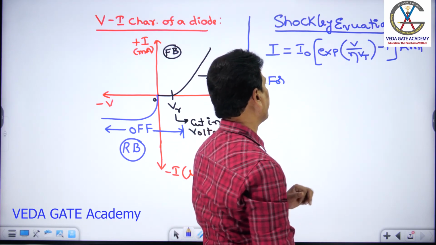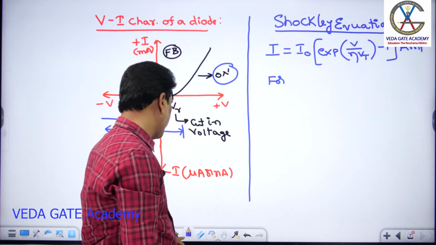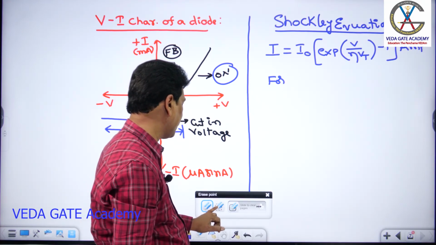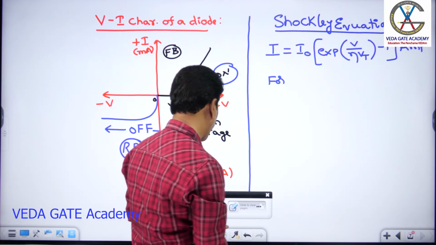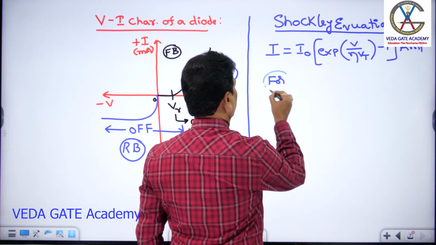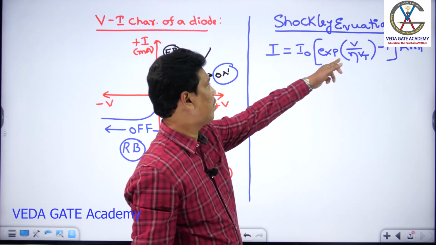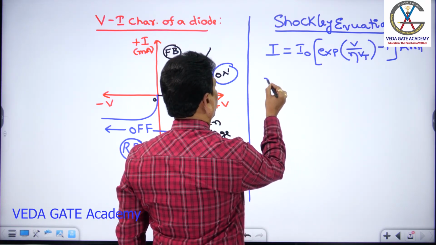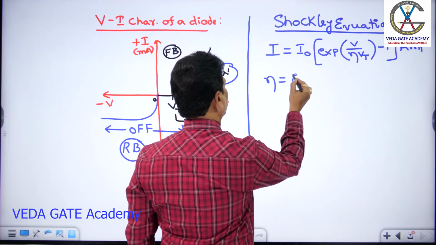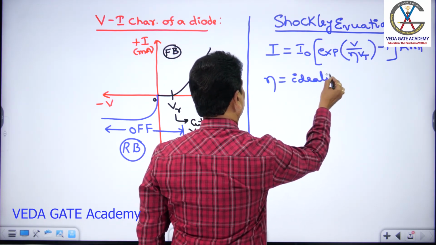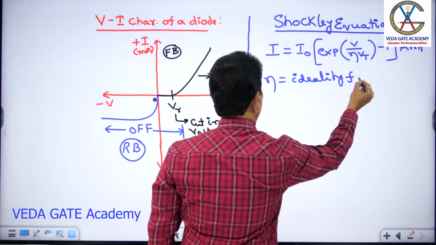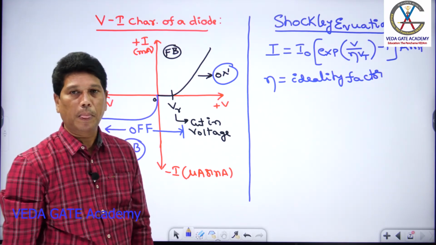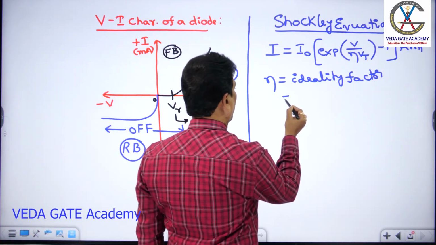And here, what is eta? Eta is the ideality factor. Sometimes it is also called the recombination factor. Eta equals ideality factor, and its value is either 1 or 2.